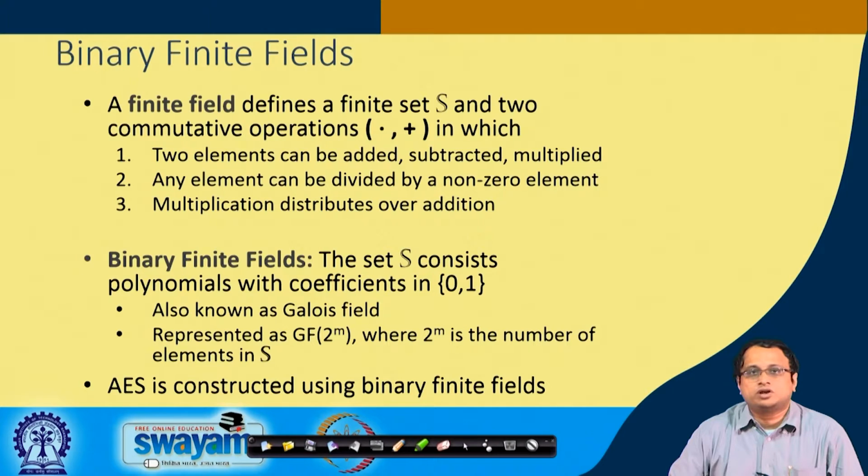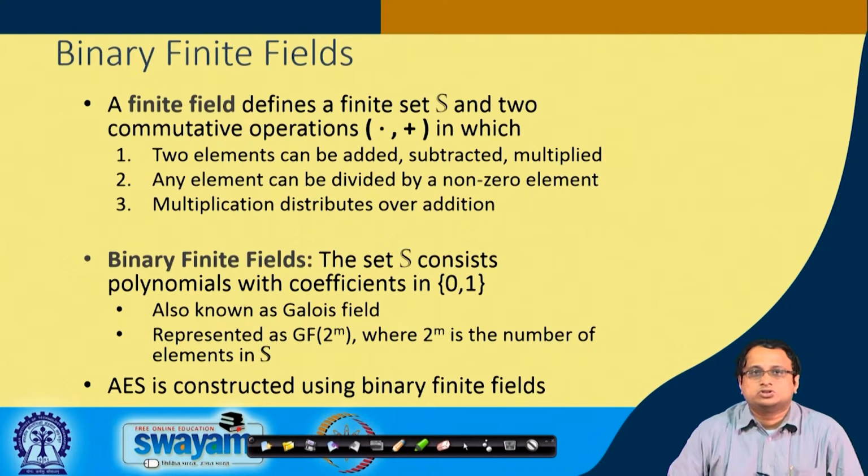Therefore, you can take two elements in this field and add, subtract and multiply, and you can also divide by any non-zero element. The idea is that every non-zero element should have a multiplicative inverse, so you should be able to multiply with the multiplicative inverse. And there is another very important rule, called distribution: multiplication should distribute over addition.